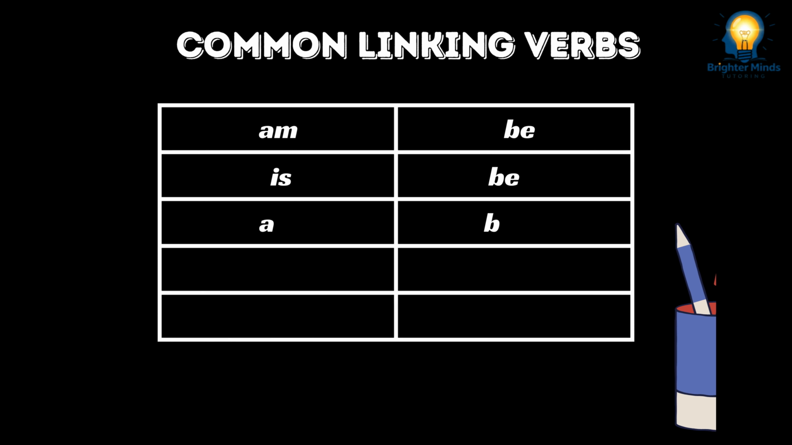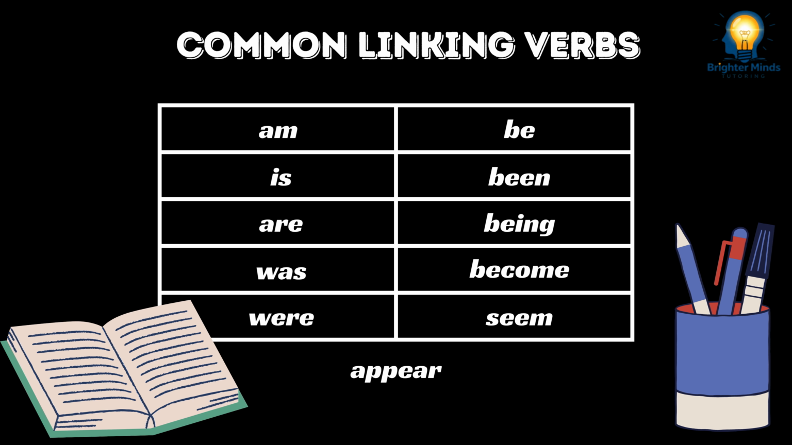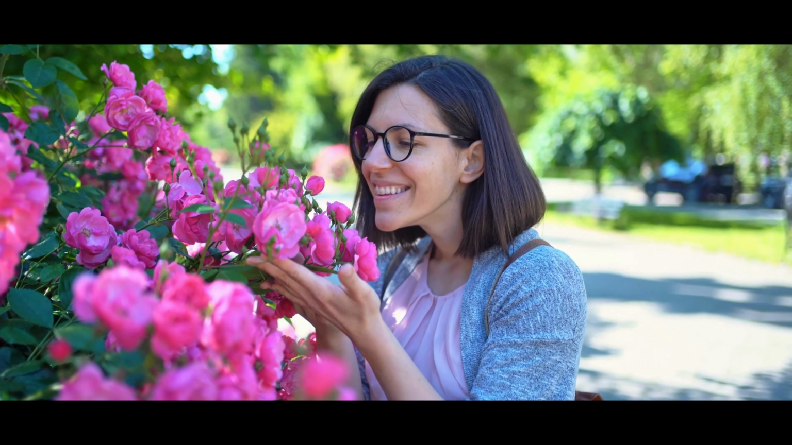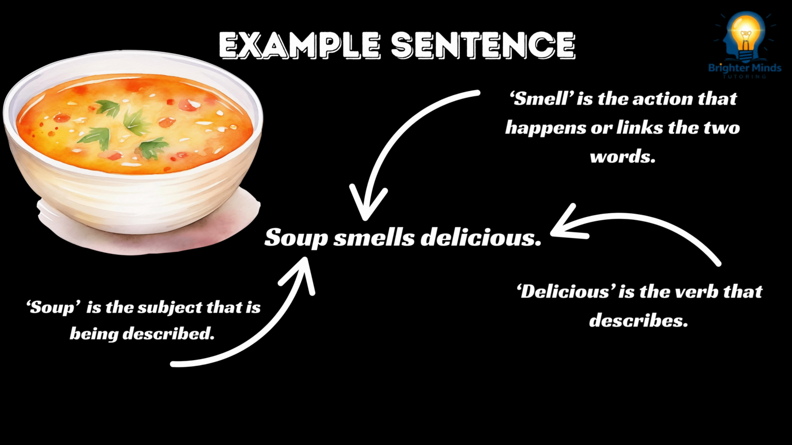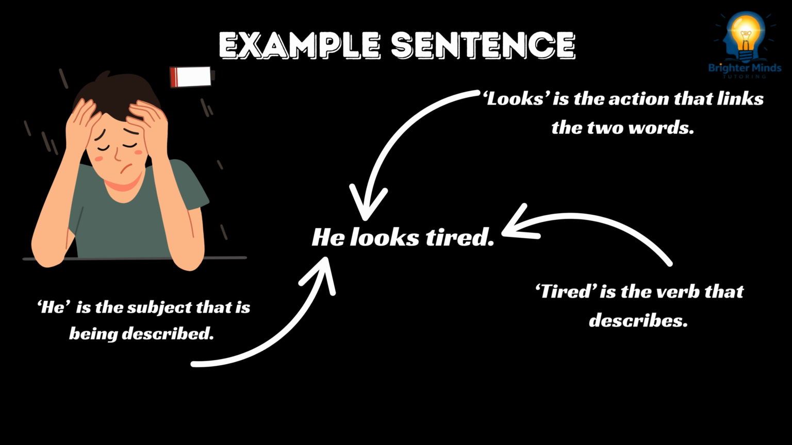Common linking verbs include am, is, are, was, were, be, been, being, become, seem, appear, look, feel, taste, smell, and sound. For example, the soup smells delicious. The verb smells doesn't show the soup doing anything. It just connects the soup to the description delicious. Another one, he looks tired. The word looks connects him to tired.